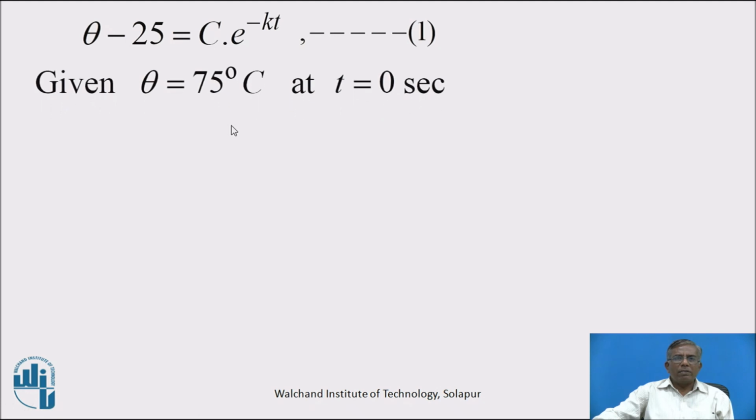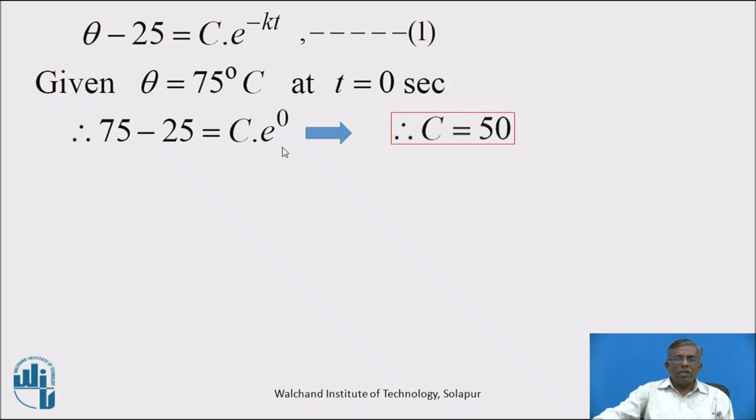We are also given that theta equals 75 degrees Celsius when t equals 0 seconds. Put this in equation number 1. We get 75 minus 25 equal to c into e power 0. This gives the value of constant c equal to 50. Substitute this value of c in equation number 1. We get theta minus 25 is equal to 50 into e power minus kt, and denote this as equation 2.